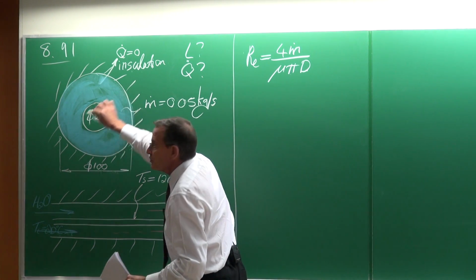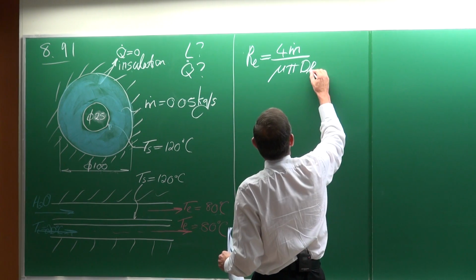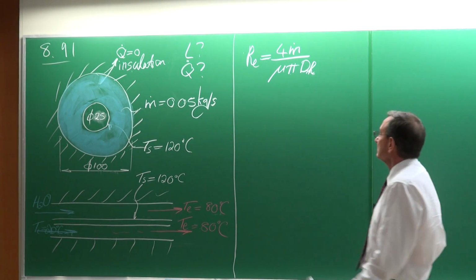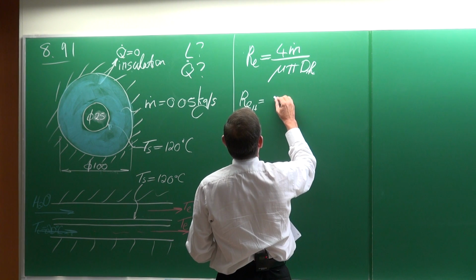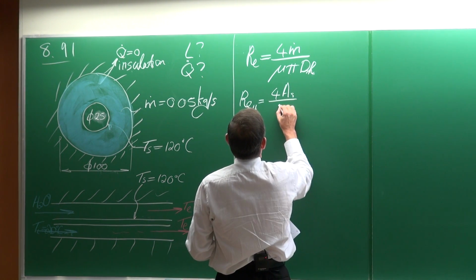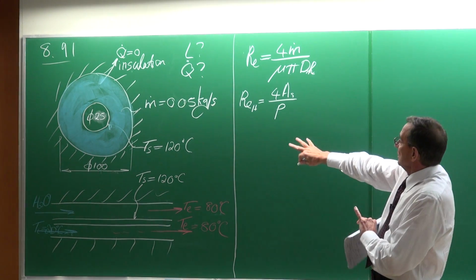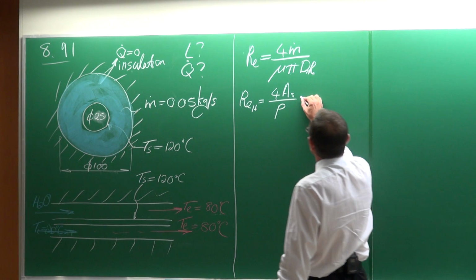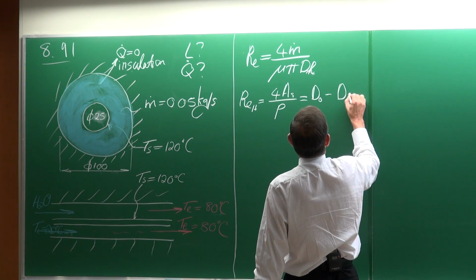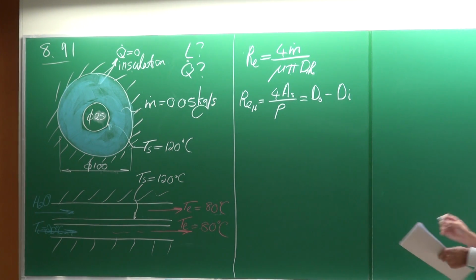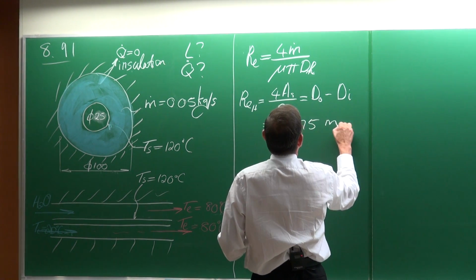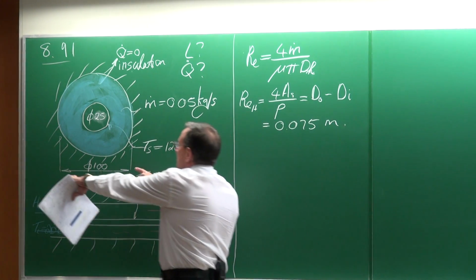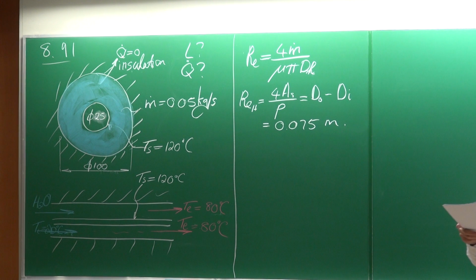And the flow is through the annulus, so in this case we would like to look at the hydraulic diameter. And the hydraulic diameter is equal to 4 times the cross-sectional area divided by the wetted perimeter. I'm not going to do the derivation now, we've done it with a previous lecture, but that is just equal to the diameter difference, which is equal to 75 millimeters. 100 millimeters is that diameter minus the 25, 75 millimeters. Do you agree?